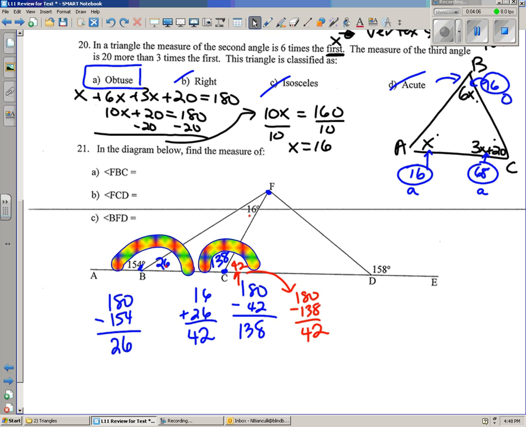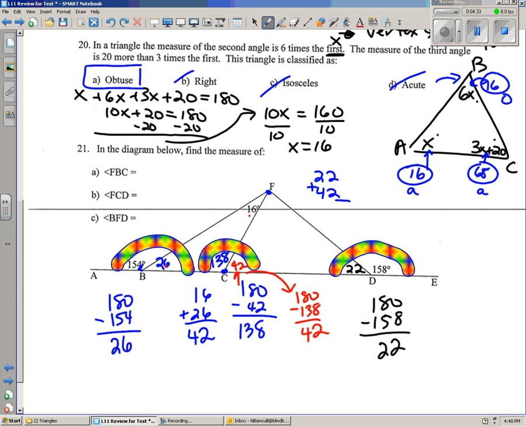Now we have a triangle with 2 missing angles, but luckily we were given 158 over here. So we can get the missing angle CDF. So that's 180 minus 158, which is 22. So now I have 2 angles in the triangle. We want to find the third. So we need to take the 22 and 42, adds up to 64, and subtract from 180, which is 116. So angle CFD is 116.